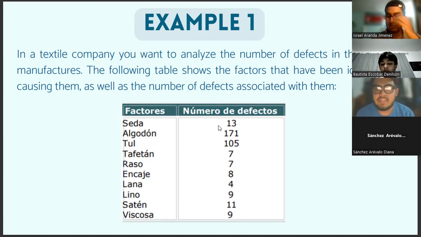Well, we have the silk, the cotton, the tulle, the taffeta, the satin, the lace, the wool, and the viscose. So we have here the number of defects. And then next, please.